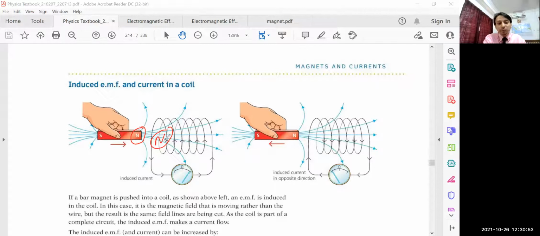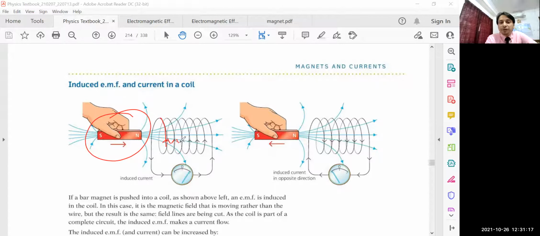So if a north pole arises, then the simplest rule that we already discussed in the previous lesson, children, is that the observer on the magnet side will find the current in the coil in the anti-clockwise direction. That's why this sign is here. This is the anti-clockwise direction from the observer looking from the magnet side.